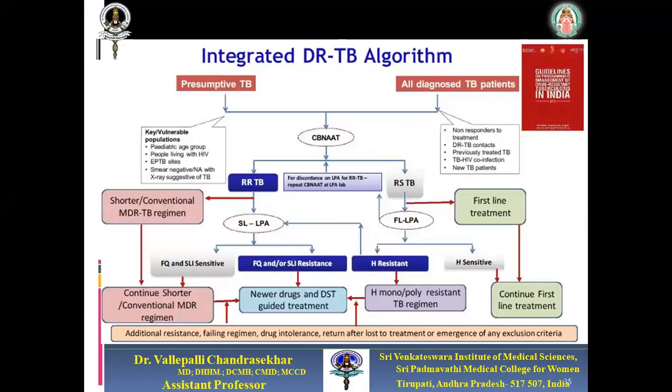So again, in this algorithm, the suspected cases are tested by CBNAAT, that is DST, to check whether there is any resistance to rifampicin. Then again, it is subclassified to check the resistance to isoniazid or fluoroquinolones, to decide who will be continuing the shorter regimen or who will be continuing the conventional regimen. And we can also detect with this chart who are isoniazid resistant, whether it is mono or polyresistant TB cases.